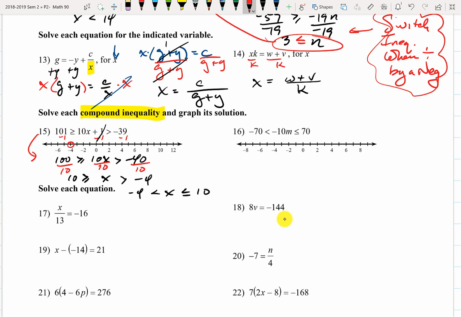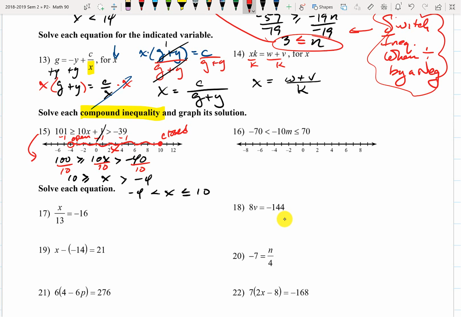So we're going to go open at -4, closed at 10, and all numbers that exist in between. So x is between -4 and 10, including 10. That's why it's closed here, as opposed to open here, because it can't be equal to -4, so all numbers between.